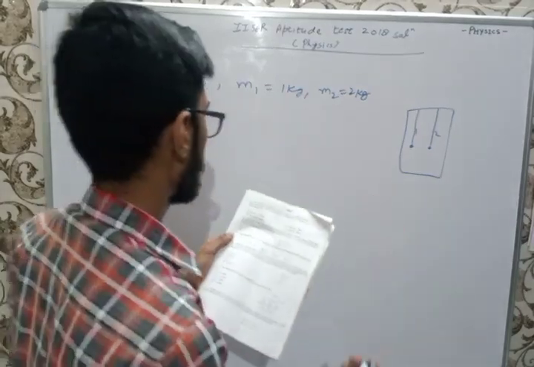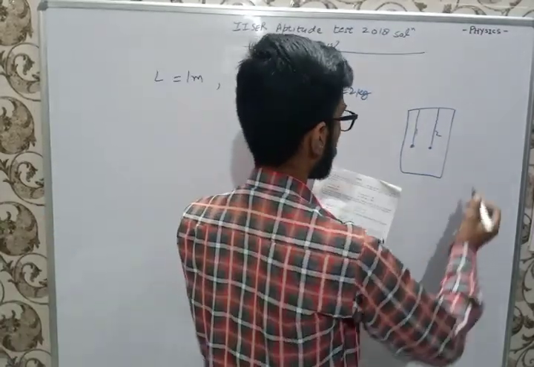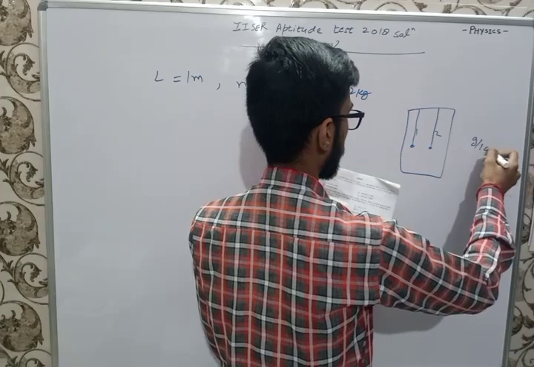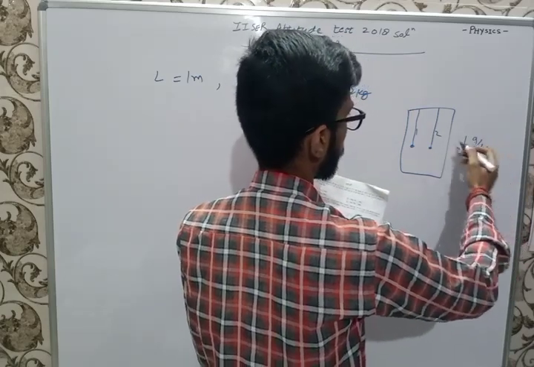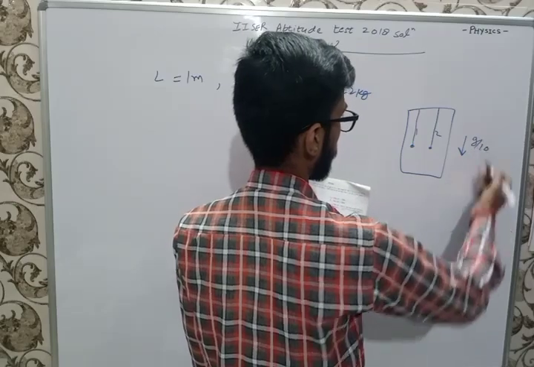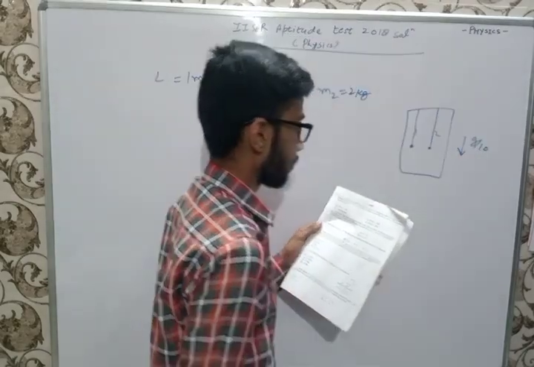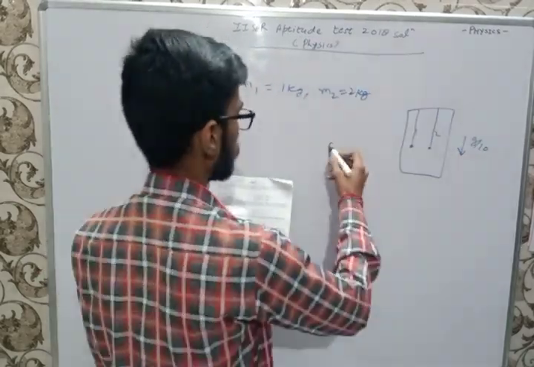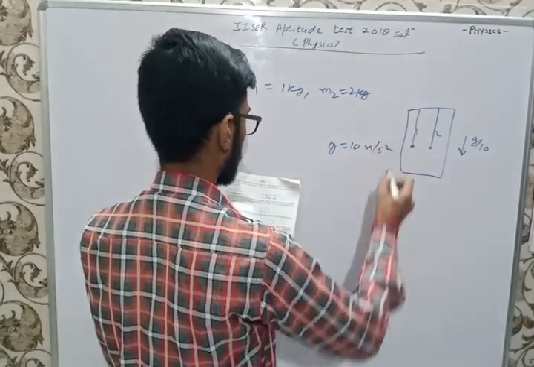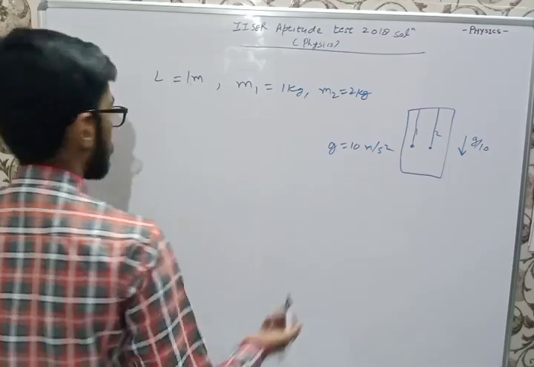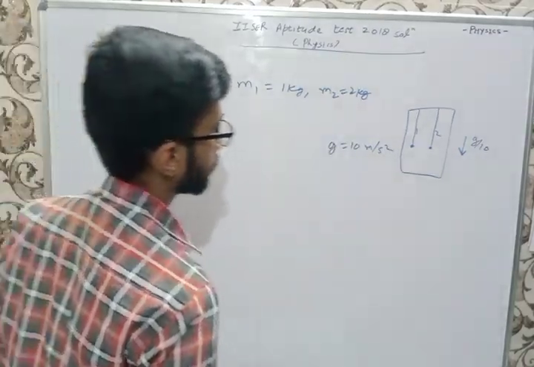The lift is going with an acceleration of g by 10 downwards. So the acceleration of the lift is g over 10. If we assume g equal to 10 meter per second square, then what is the time period of each pendulum?